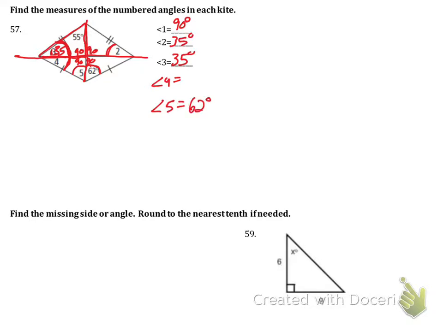So knowing that, I just pull this last part out. And if this is 62 and this is 90, all I have to do is 180 minus 90 and then minus 62. That's equal to 28 degrees. All right, find the missing side or angle. So this is going to be SOHCAHTOA.